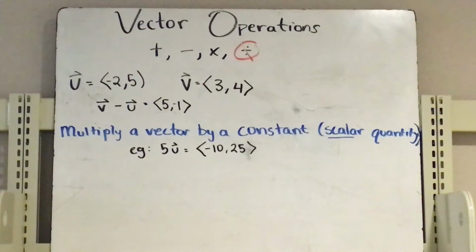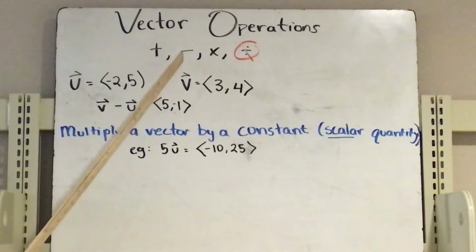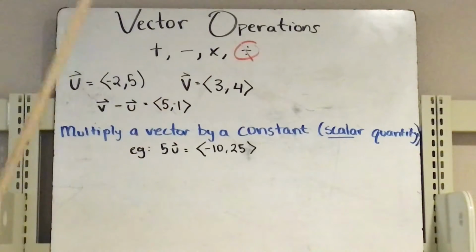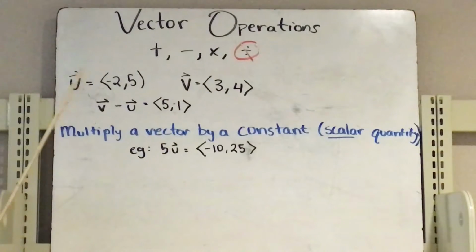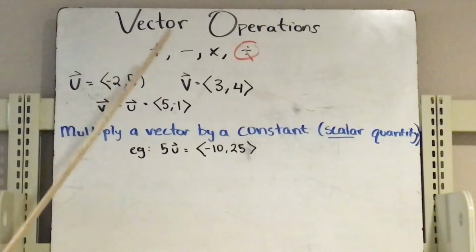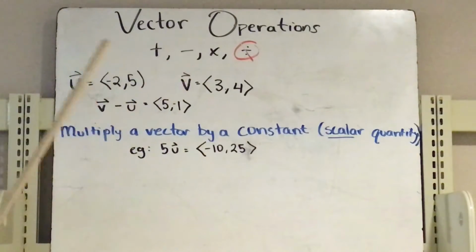Okay, so let's talk about vector operations. What are the different things you can do with more than one vector? You can do operations like addition, subtraction, and multiplication, but remember you cannot do division. If you have more than one vector, you can add them together, subtract them from each other, and multiply them, but do not divide. So let's try out some of these.